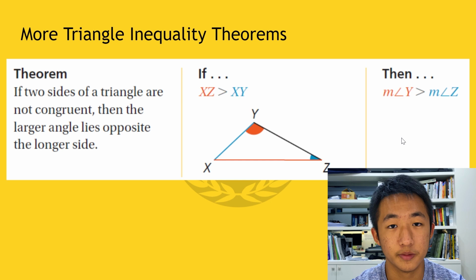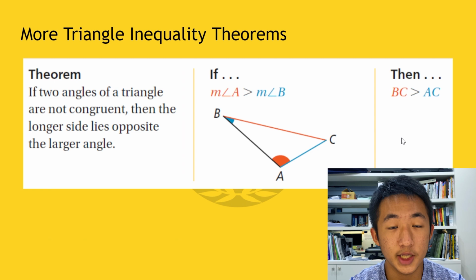Moving on to more theorems. This theorem states that if two sides of a triangle are not congruent, the larger angle corresponds to the larger side. Just remember that the larger angle always corresponds to the larger side in a triangle. The same thing goes for the converse of that theorem. Remember that the larger side lies opposite the larger angle.